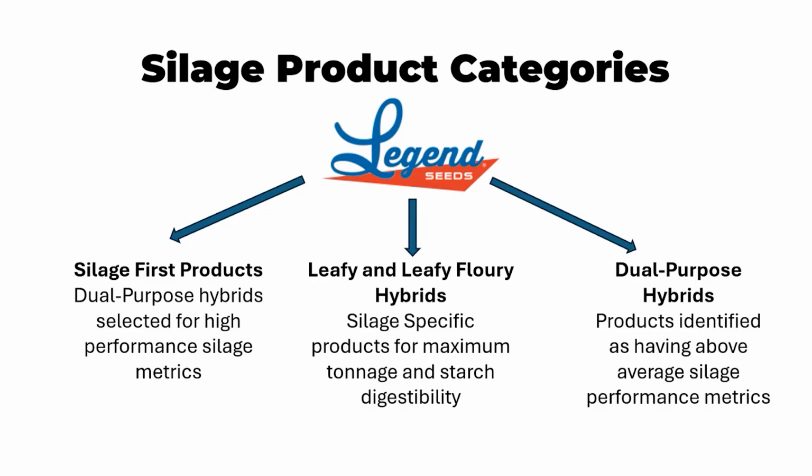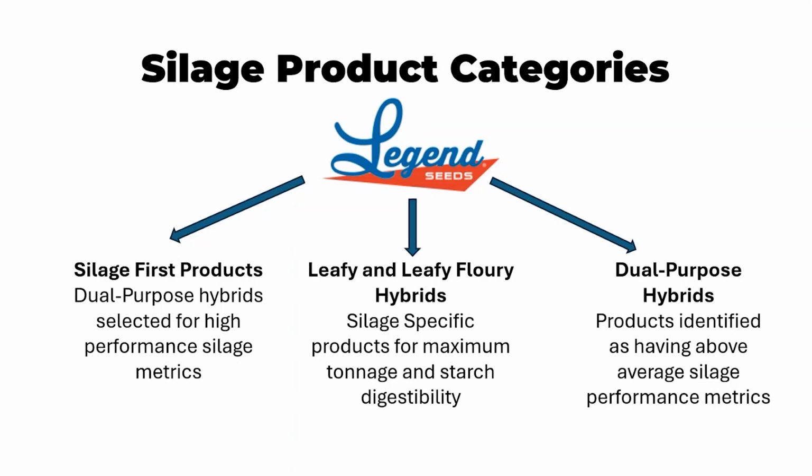Most guys are shooting 10 and a half as their max of what they want to see. A lot of our silage first stuff ends up at 9 and a half. And that kind of separates itself. To give an idea, on the leafy or the leafy floweries, oftentimes those come back at 13 to 15 on a uNDF 240. So just a little bit of difference there. And then obviously it has to have the tonnage, has to check that box, has to be agronomically solid and everything.